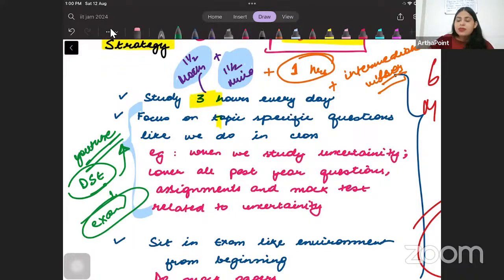Uska time kam rakho. You should be practicing different kinds of questions based on that topic. So for example, when we did uncertainty, we did a question: what happens in uncertainty with tax, without tax? What happens to certainty equivalent? How do you calculate risk premium insurance? Numericals is what you have to focus on. Are you getting it? With all past year numericals also related to that topic.